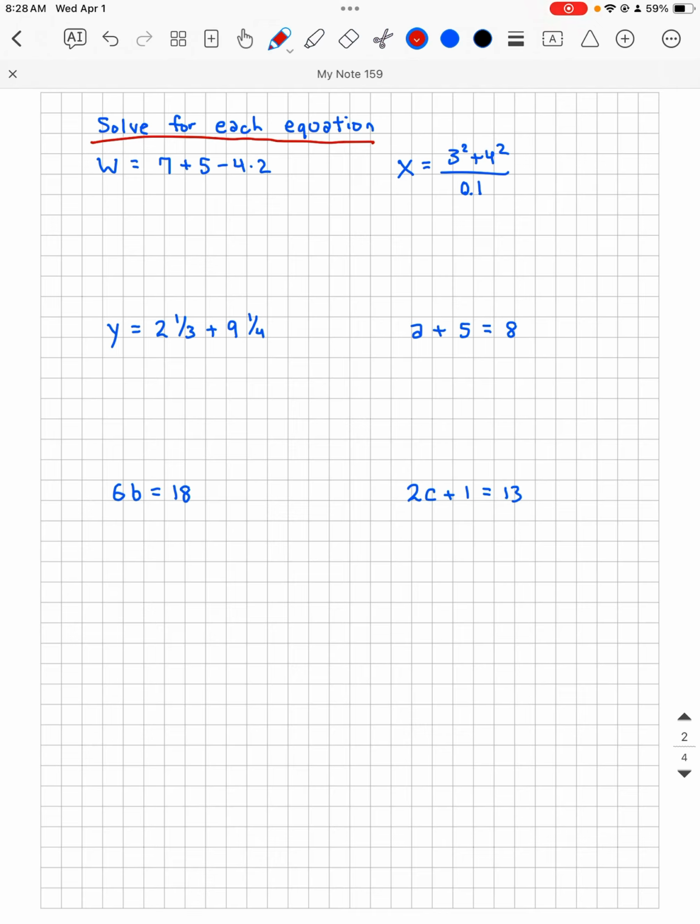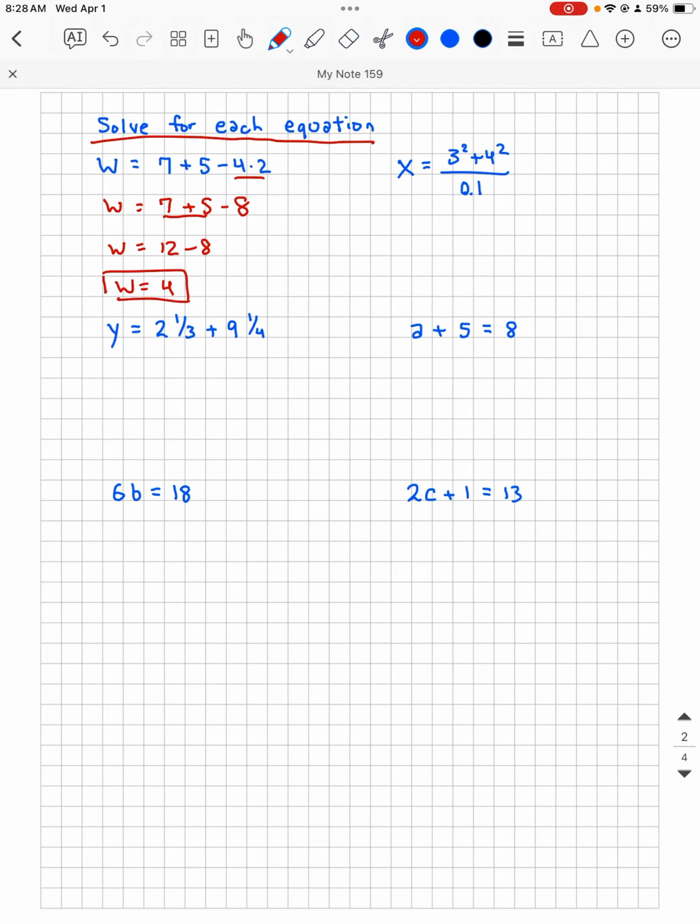Following the idea of having to use PEMDAS, the order of operations, we're going to go ahead and clean up the right-hand side as much as possible so we can get w is equal to a single number. So order of operations says, hey, let's take care of the 4 times 2 first, which is going to be 8. So 7 plus 5 and then minus 8 is equal to w. And then finally, everything is added and subtracted, so we can just go from left to right. 7 plus 5 is going to give us 12 minus 8. So that means that w is equal to 4.